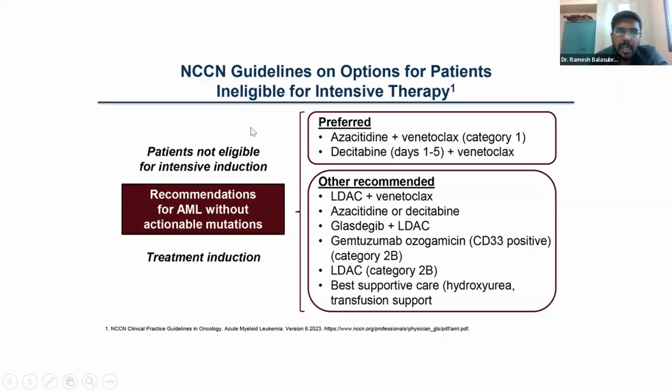So these are the treatment options for AML patients who are not eligible for intensive chemotherapy. The preferred one is Aza-Ven or decitabine-venetoclax also. Other recommended options can be low-dose Ara-C along with venetoclax, or monotherapy with decitabine, or glasdegib plus low-dose Ara-C, or gemtuzumab ozogamicin in CD33 positive AML, or best supportive care.